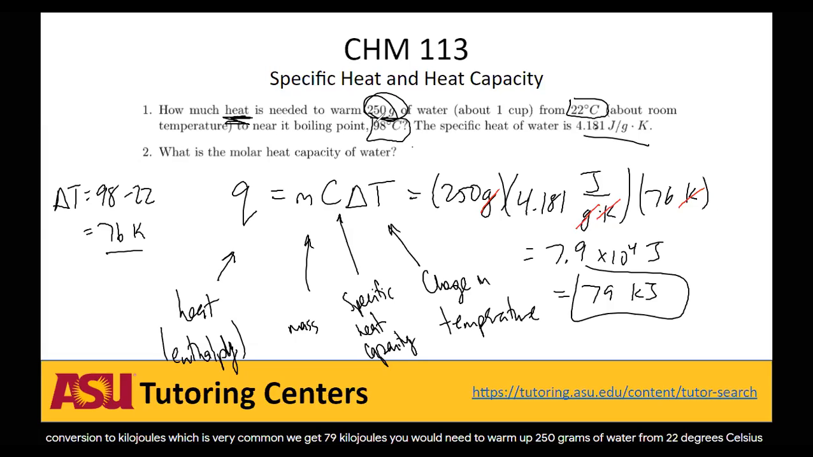So that's cool. Now if you take 250 grams of water, put it on the stove at 22 degrees Celsius, and heat it up, you know exactly how much energy is being transferred from your burner to the pot to heat up your water, and then from the pot to your water. Isn't that pretty cool? Okay, so 79 kilojoules. Good stuff. That was part A, or part 1.